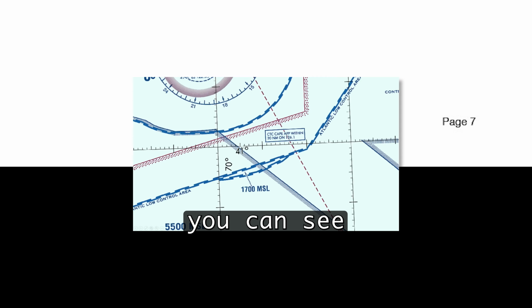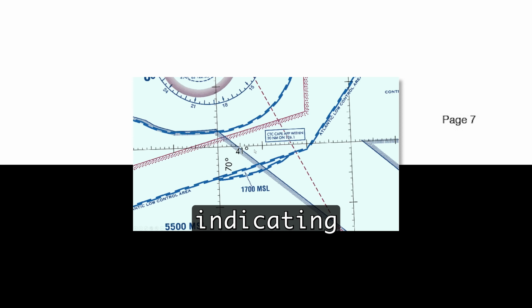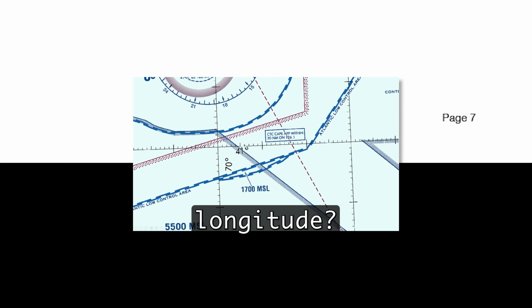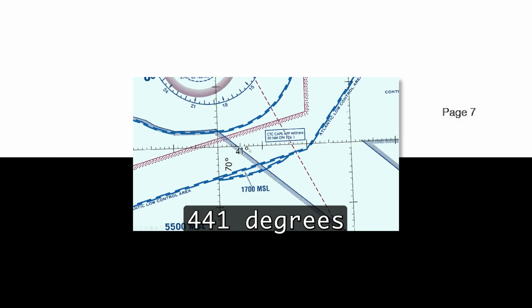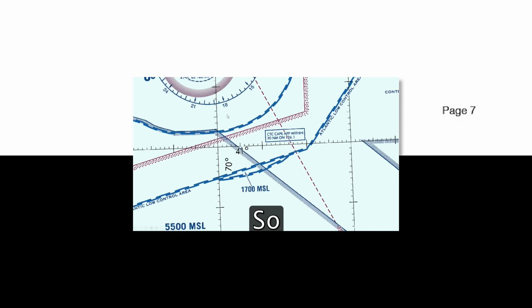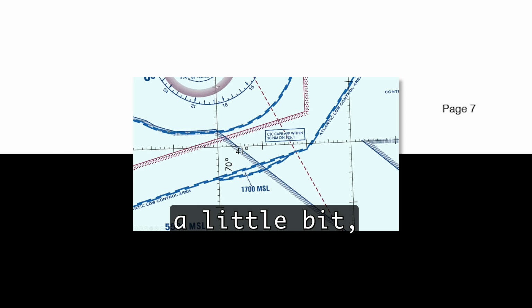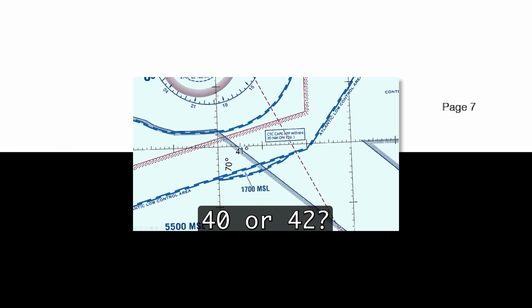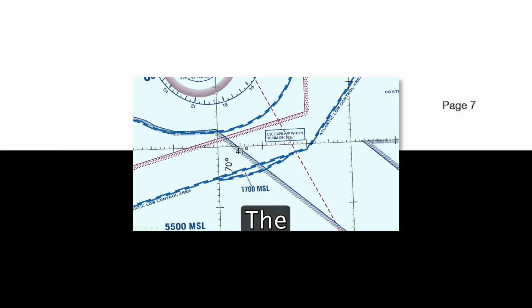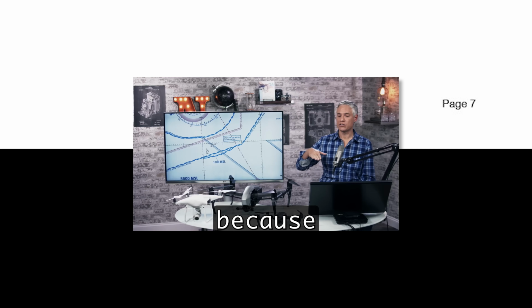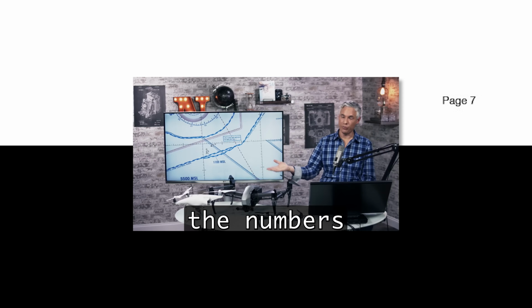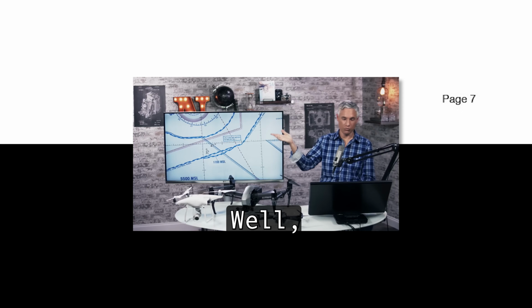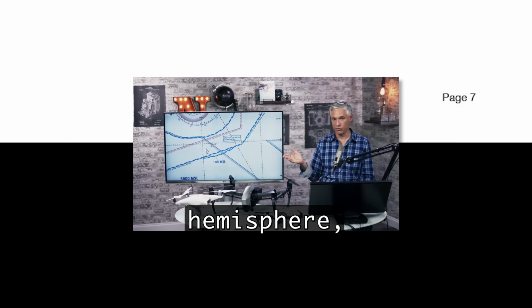But you can see 41 degrees. Do you think this is indicating latitude or longitude? The answer is latitude, because this is indicating how far north it is of the equator, 41 degrees north of the equator. So if we were to scroll up a little bit, what do you think would be up there? Would it be 40 or 42? The answer is it would be 42, because 0 latitude is on the equator, and then the numbers go up from there. All the examples are going to be in the northern hemisphere in all likelihood.